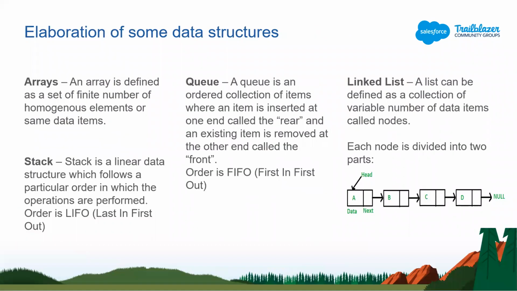Now we'll be elaborating on some of the common data structures. So firstly, we can take arrays. An array is a defined set of a finite number of homogeneous elements. Homogeneous elements refers to the same type of elements. So for example, if it's integer, then an array will be a collection of integers, or a collection of characters, or a collection of floating point numbers. That's all.